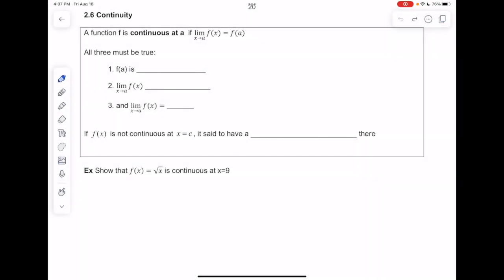Section 2.6, continuity. Let's start off with the definition. A function f is continuous at a if the limit as x approaches a of f of x is equal to f of a. In order for that definition to hold, we need three things to be true. If we want the limit of the function to be equal to the value of the function, then the function has to be defined at that point. So we need f of a to be defined.